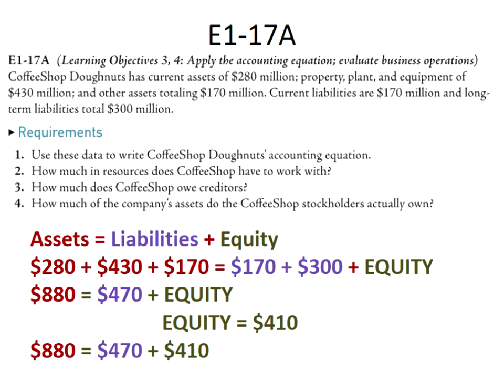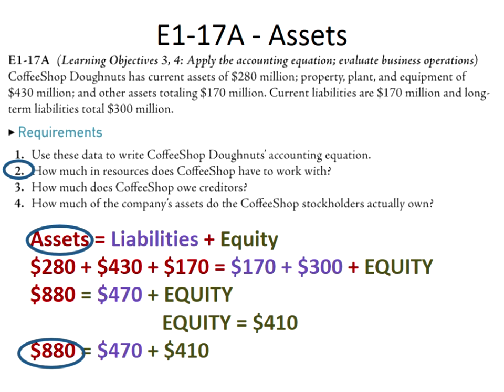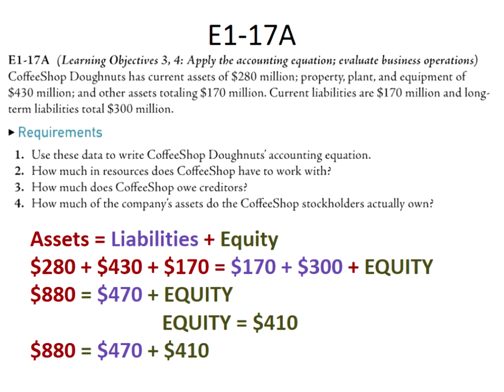And so when the problem says, requirement 1, use these data to write their accounting equation, it is actually 880 equals 470 plus 410. That's my assets equal my liabilities plus my equity. So that is requirement 1. That's what they're asking for. We had to solve for equity and then state it in that format. Okay, so that was requirement 1.